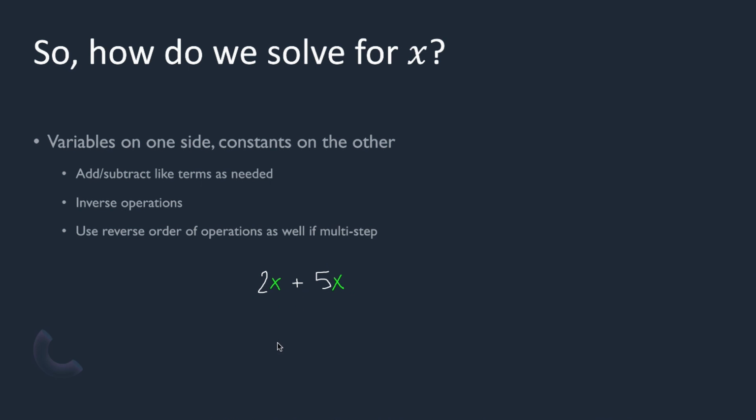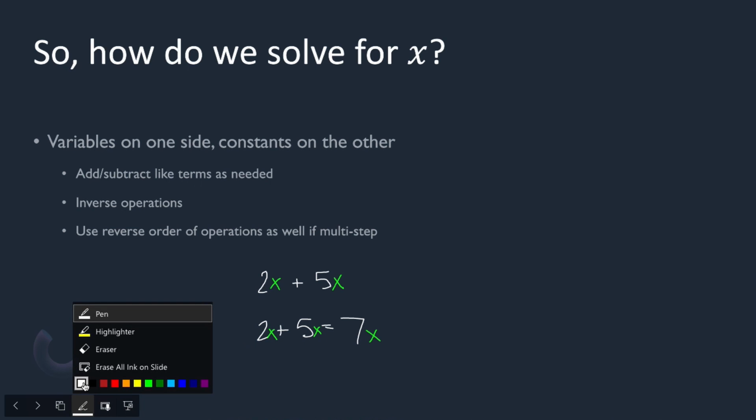If it were a constant and a constant, if I were just adding 2 plus 5, I could do this and end up with 7. And now that we have this x, if I add this x to this equation, 2x plus 5x, then we would end up with 7x because these two can be combined.